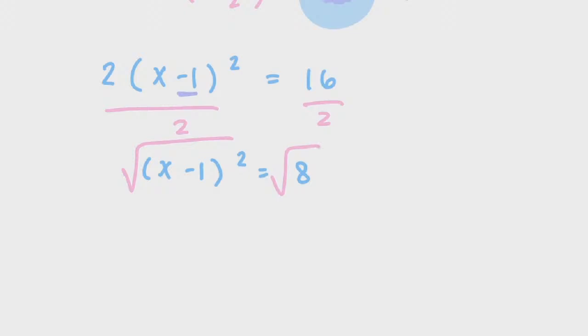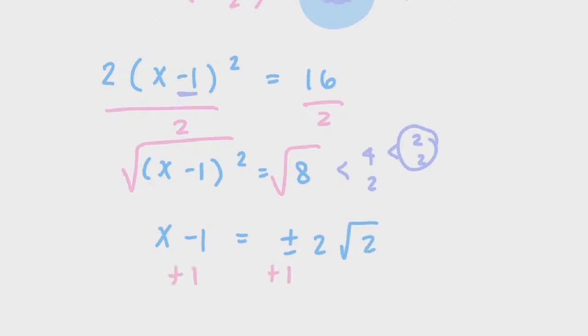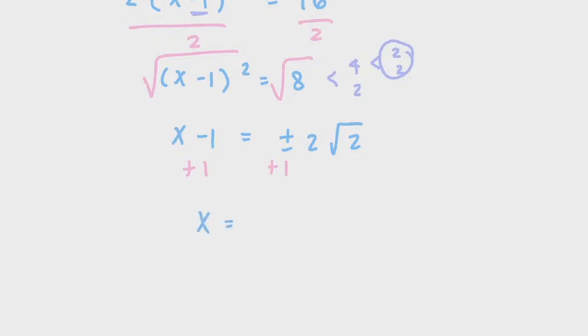Square root both sides. 8 breaks up into 4 and 2. 4 breaks up into 2 and 2, so we have a pair of 2's. So x minus 1 equals plus or minus 2 rad 2. Add 1 to both sides, and we get x equals 1 plus or minus 2 rad 2.